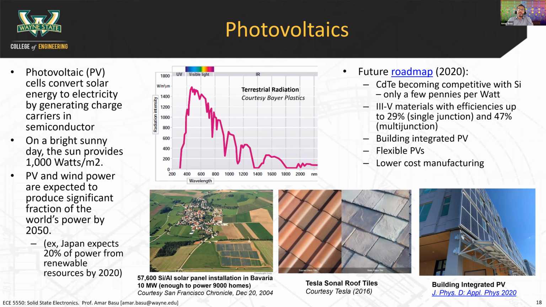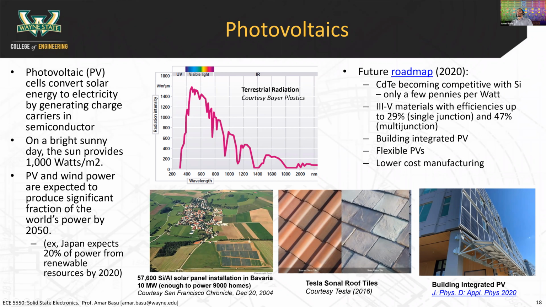Solar energy is a great source of power because on a bright sunny day, the sun provides 1,000 watts per meter squared. That's a lot. 1 kilowatt for every meter squared of area in a desert, let's say. That's here on Earth. On Mars, that's obviously a lot less. On Venus and Mercury, that's going to be more.